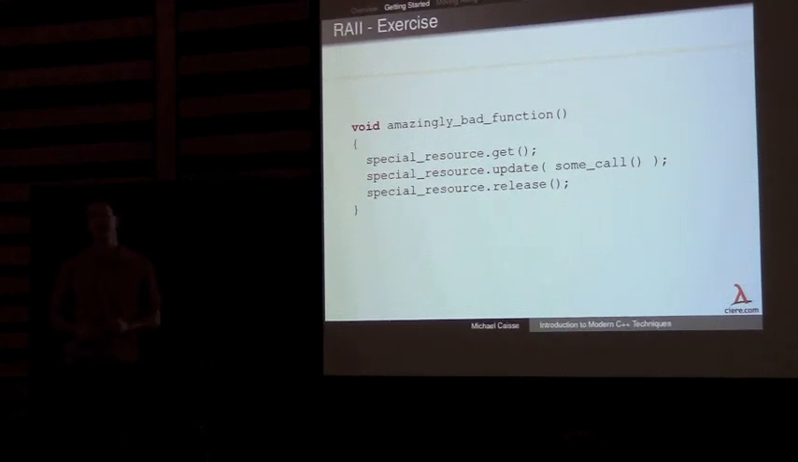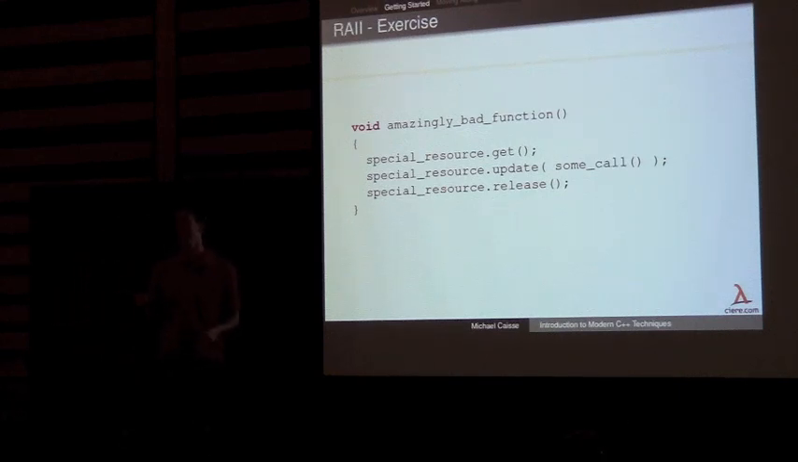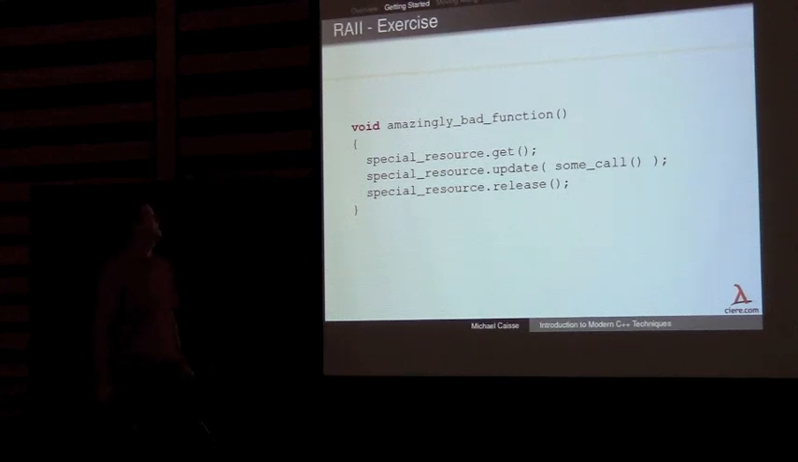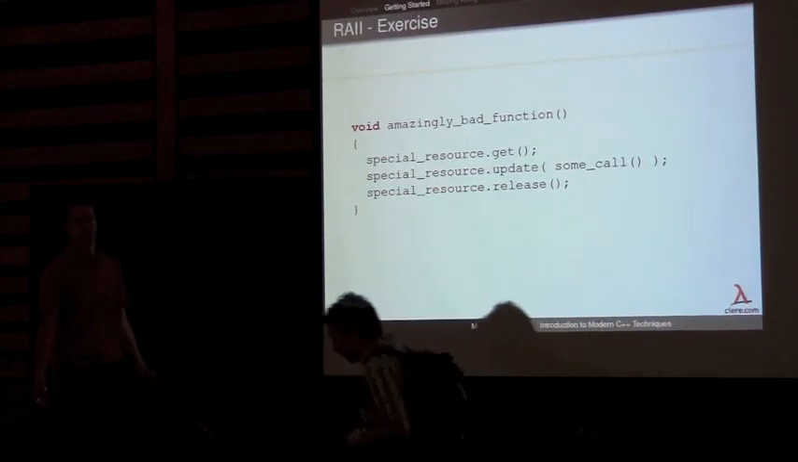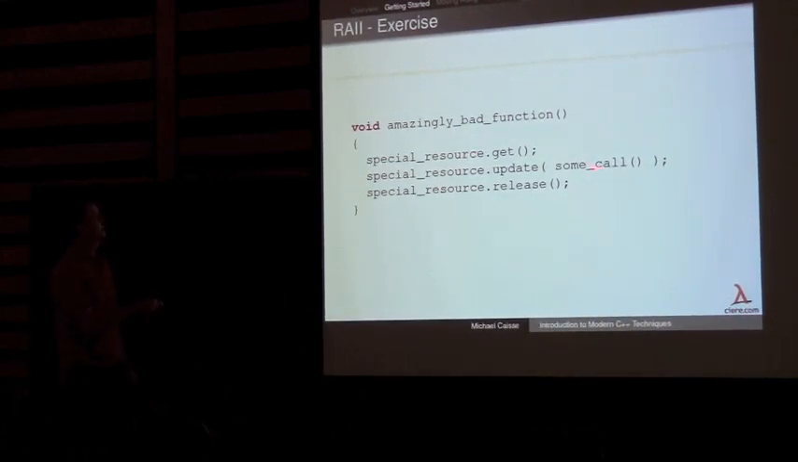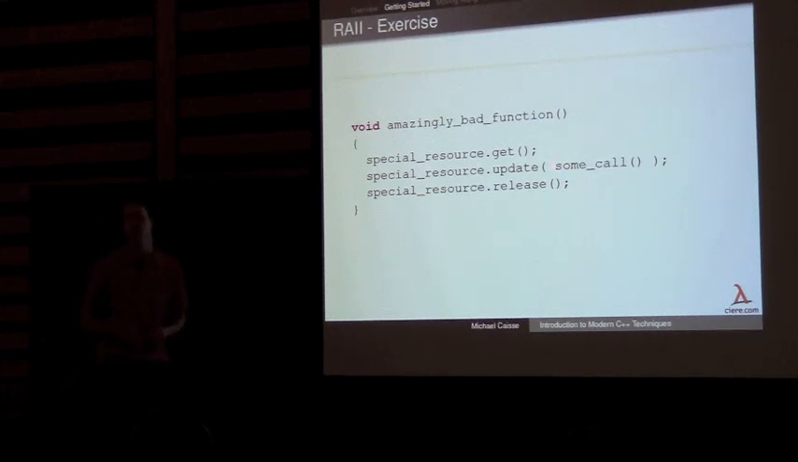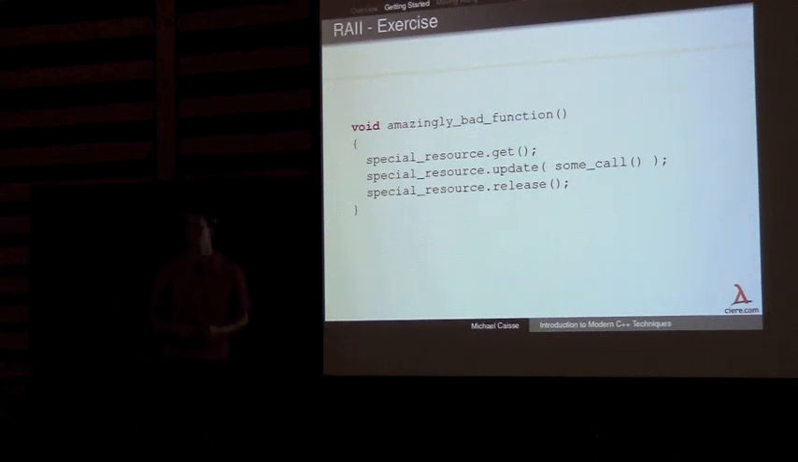You're pretty much guaranteed that you have an amazingly bad function if somewhere towards the bottom it has object.release, or anywhere. Object.release is almost like an indicator right away that something bad is in there. So we have this amazingly bad function. We have a special resource, we're going to get it. We're going to do something here, special resource update, some call, and then we're going to release it. What happens if some call throws? Yeah, the resource is not going to get released.